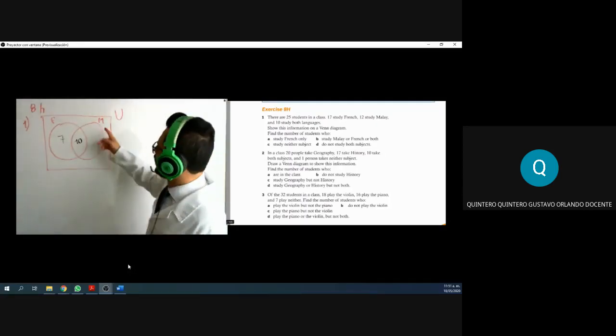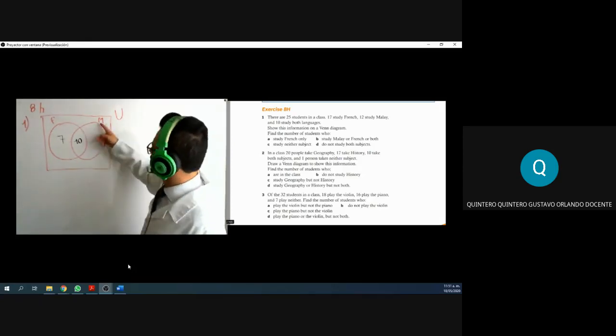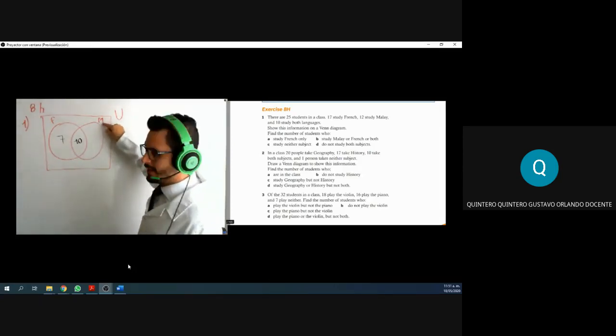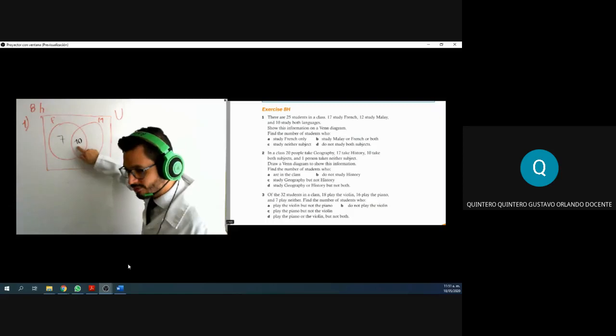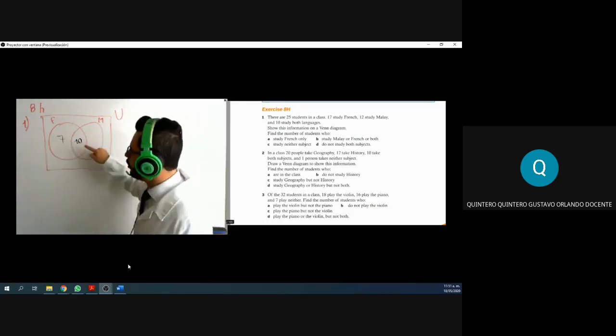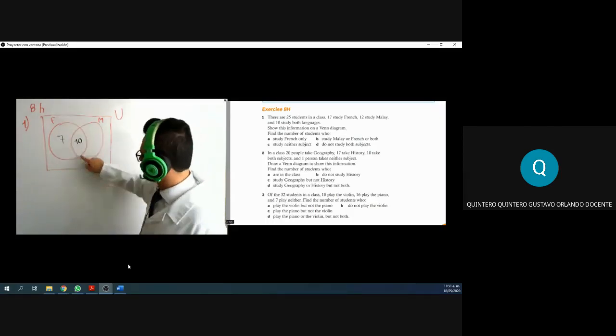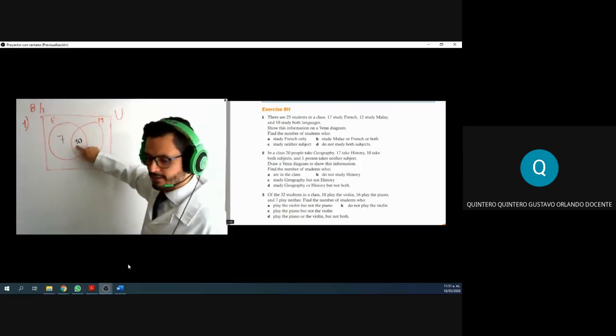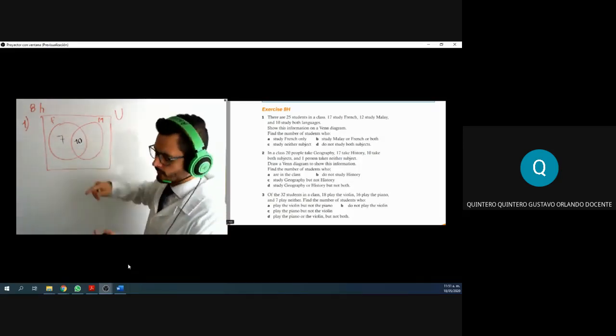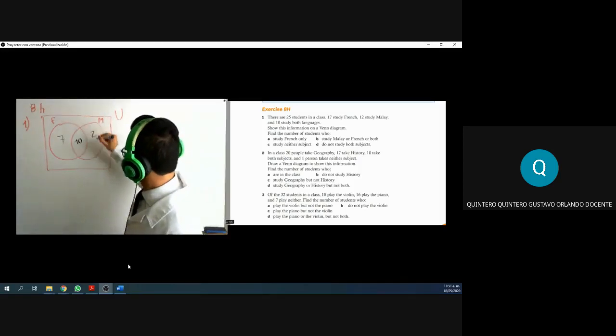We can do the same with Malay. Again, we have 12 students who like to study Malay. But 10 of those study both languages. So in the circle of Malay, we already have 10. How much do we put outside, or the rest of the amount? Only 2.